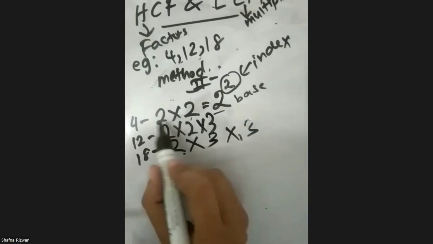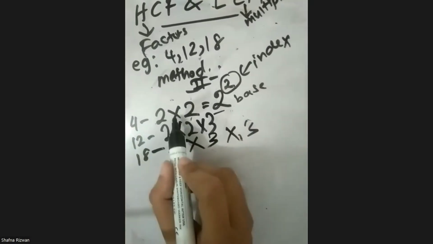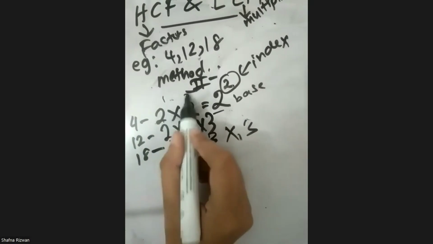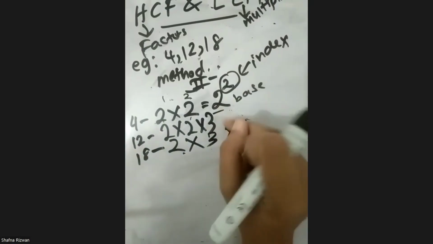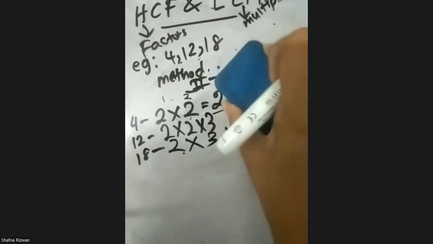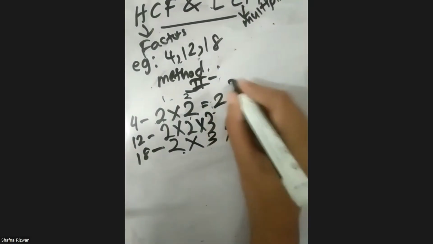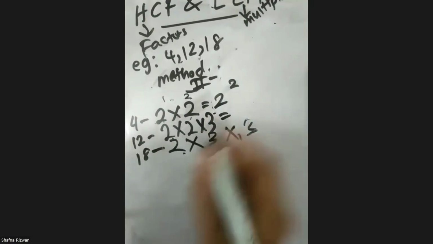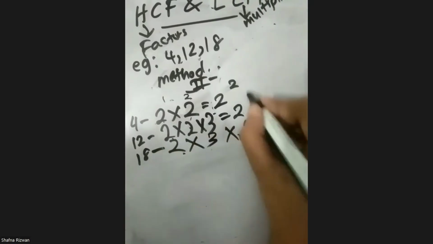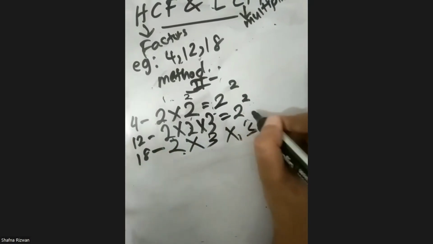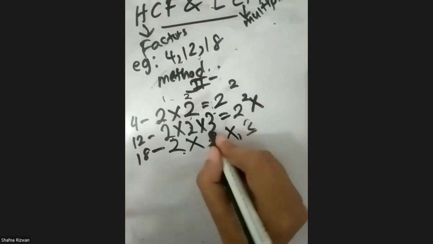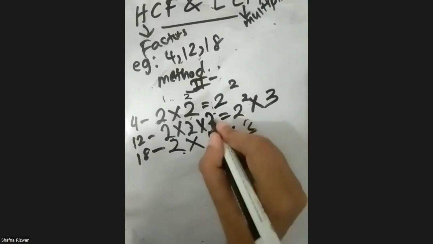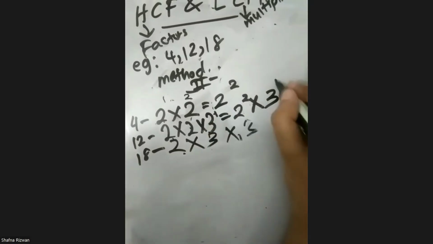So here you're writing your main number, that is 2. How many times do you have it? 1 time, 2 times. So you write here 2 times. You call it 2 to the power 2. Now here 2, how many times do you have? 1 time, 2 times. So write it like this: 2 to the power 2, into, multiplication sign, 3. But how many times do you have 3? Only 1 time. So write here 1.